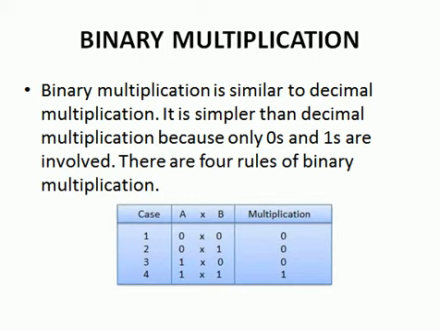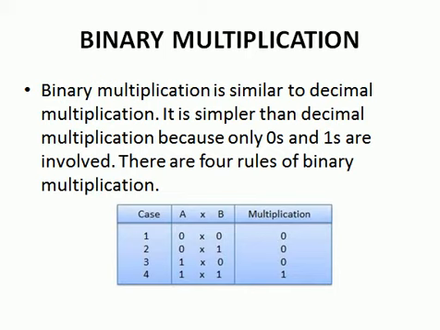Now binary multiplication. Binary multiplication is also the same as we do in decimal multiplication. It is simple, because 0 is involved, and anything multiplied by 0 will be 0. The first rule says that 0 into 0 is 0, 0 into 1 is 0, 1 into 0 is 0, and 1 into 1 is absolutely 1, not 0.